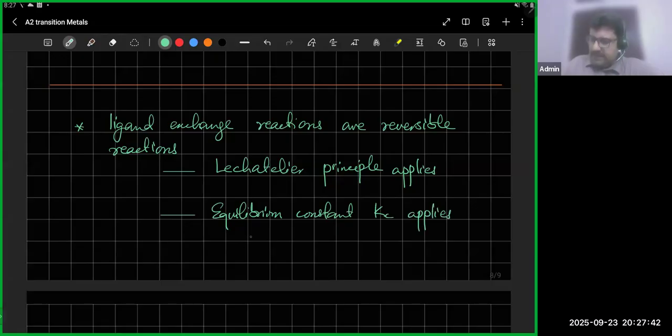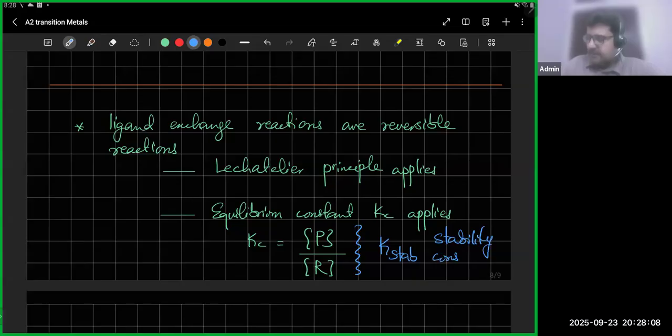And what's Kc? Kc is the product concentration divided by my reactant concentration. I mean, that's what Kc is. Except that Kc will have a different name. It's going to be called K stability or K stab. This is going to be known as your stability constant. So that's K stab.